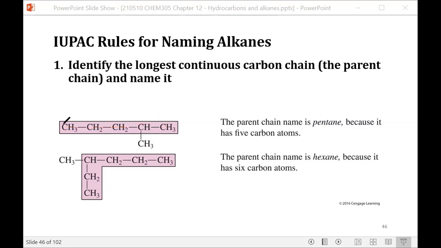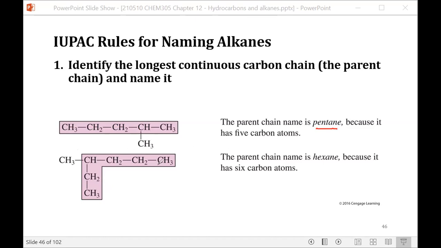If I drew it another way, here and down there, it would still be 1, 2, 3, 4, 5. So you always want to check if there are multiple ways to draw the continuous chain. If I could somehow continue on and get 6 carbons by curving down, then that would be my parent chain, hexane. So you always want to find the longest possible continuous chain, and it might not be the most obvious one. So this is the parent chain name, pentane, because it has 5 carbons.